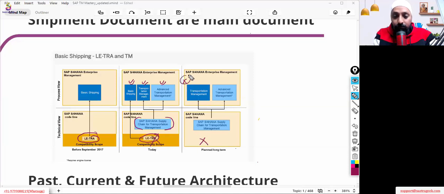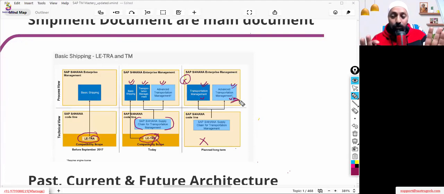The basic shipping is completely vanished. You have only two options: transport management, basic transport management, or advanced. This is without license. This is with license. Okay, now I hope you would be able to understand what was LETRA and what is embedded TM, what is basic shipment and what is advanced shipment. What is the key difference between both of them? LETRA will completely stop by 2030.